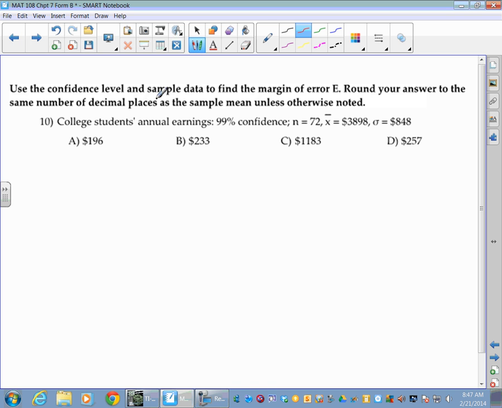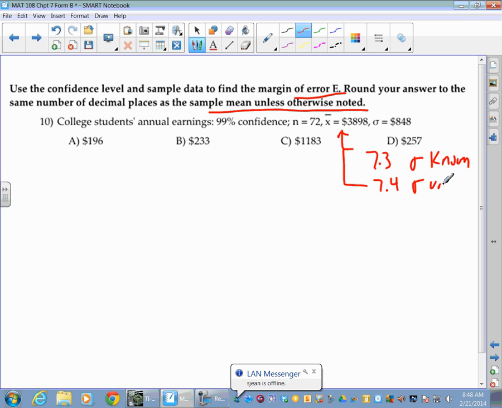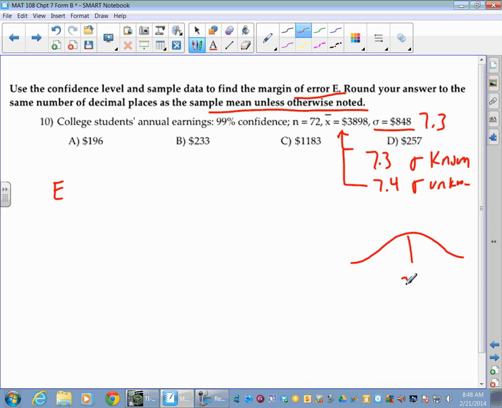All right. Find the margin of error. Round your answer to sample mean unless otherwise noted. Which board are we on when it says X bar? 7.3 or 7.4? Is the standard deviation known or unknown? It's known, so we are on 7.3. So, how do you find E on 7.3? Here's X bar, 3898.